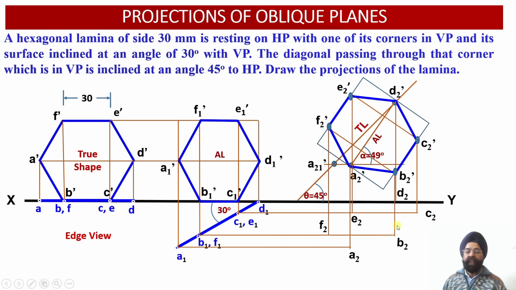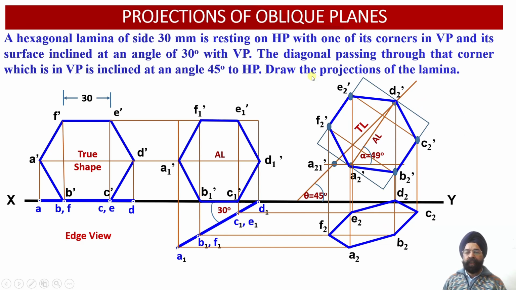So this way the top view projections of this oblique hexagonal lamina have been obtained, and once we join all of these points A2, B2, C2, D2, E2 and F2, we have been able to obtain the top view projections of this oblique lamina.